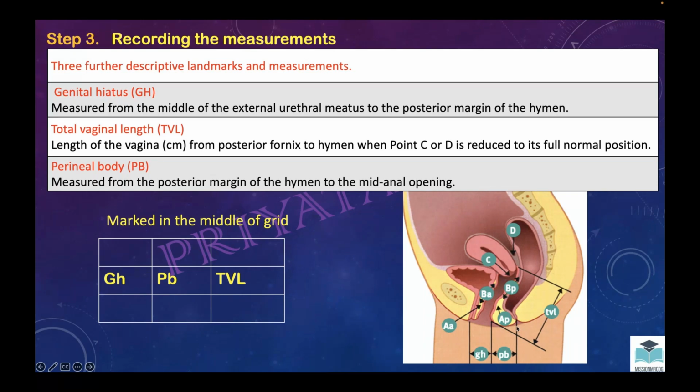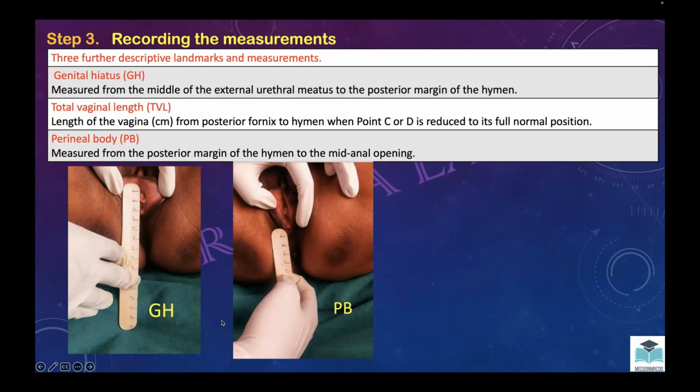So these are the markings done: GH, PB, and TVL. This marking is done in the middle grade. Now you can see the same thing. Here they are measuring genital hiatus from the mid external urethral meatus till the posterior hymen. So this is genital hiatus. Perineal body is from the posterior margin of the hymen to the mid anal point. This will be somewhere here. So this is perineal body measurement.